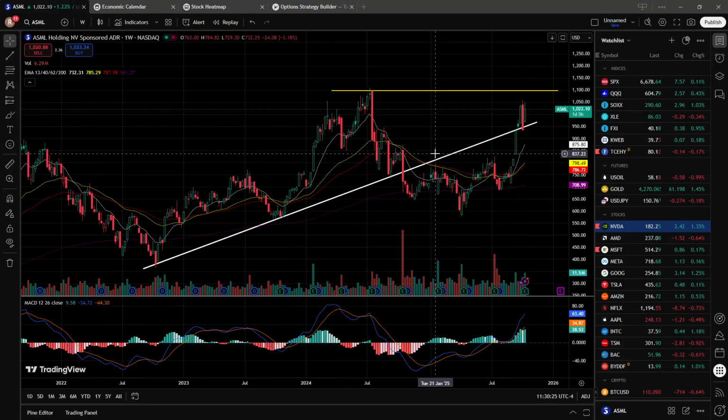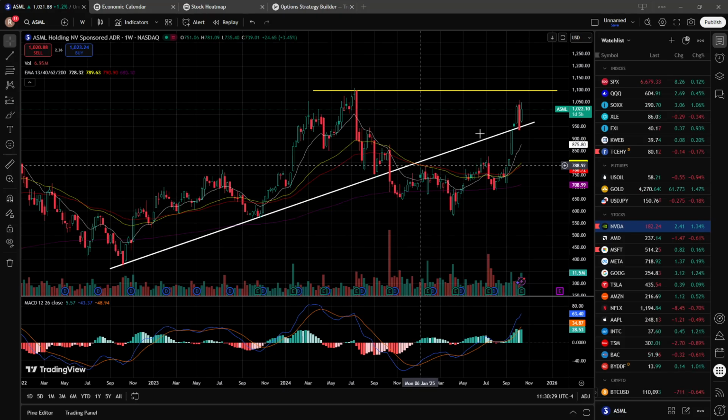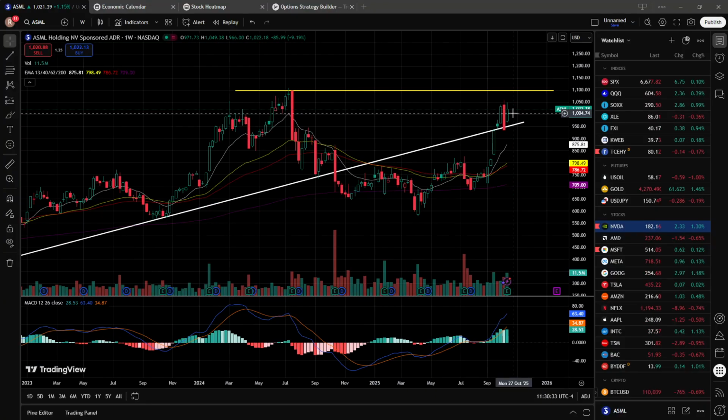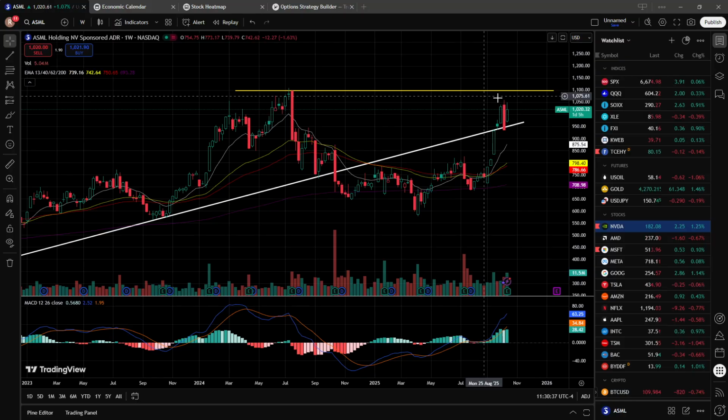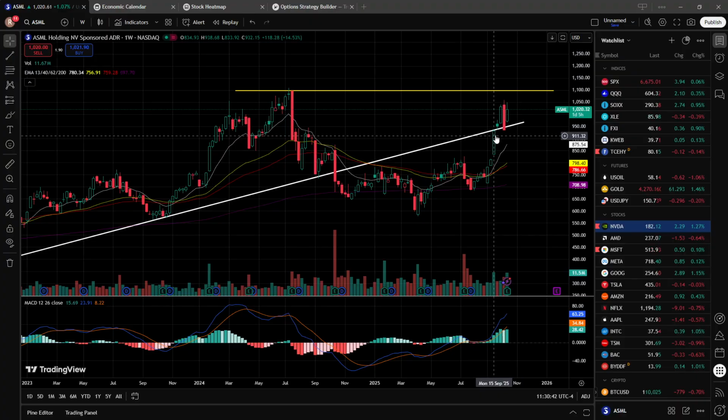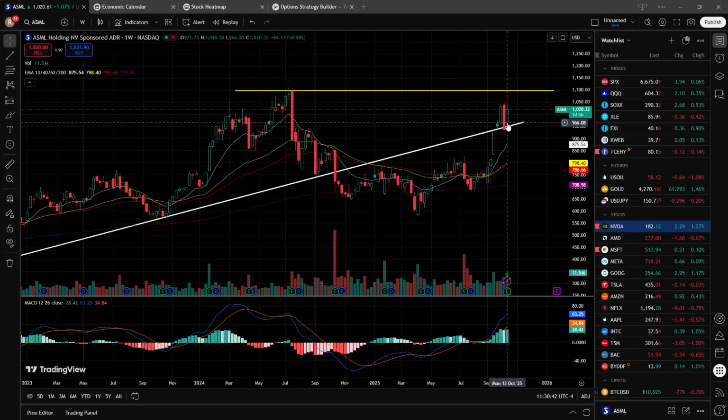Uptrend interpretation: pick two low points, extend it, see where they land. The more bottoms that touch, the better. Most recent top, yellow line right here. So the price action of ASML is right in between, above the uptrend and below the most recent high. That's that. Okay, that's technical.